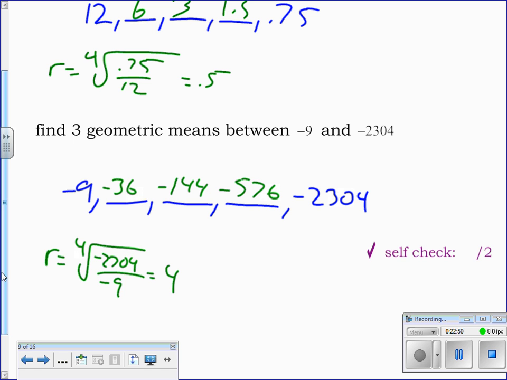Because it is possible this is an even root, this could be negative 4 as well. And that works for the other ones. Wouldn't it also be true if this was multiplied by negative 4, got positive 36, negative 144, positive 576, negative 2304? We don't know. In order to be perfectly clear exactly what it would be, I would have to know either the number in front of the 9 or the number after the 2304. If either one of those is negative, then they're all negatives. If either one of those is positive, then it changes sign every other time.